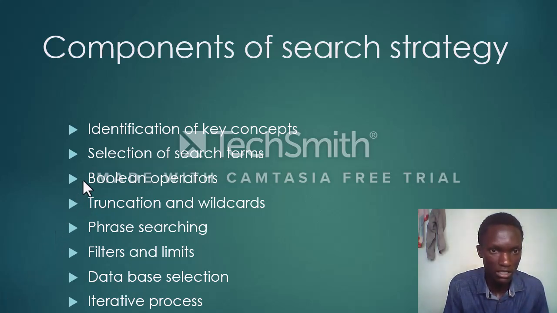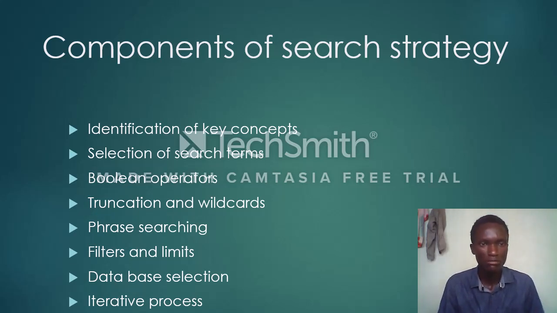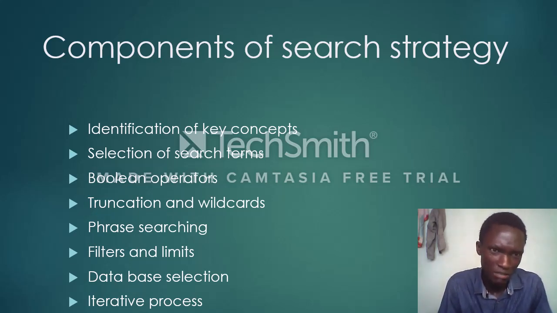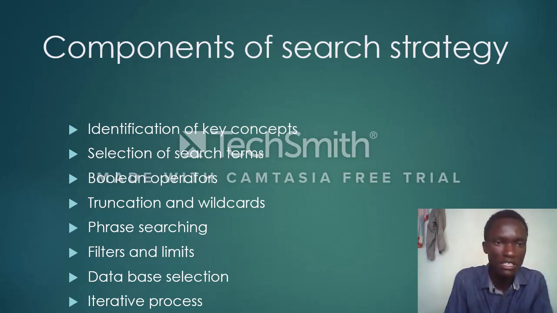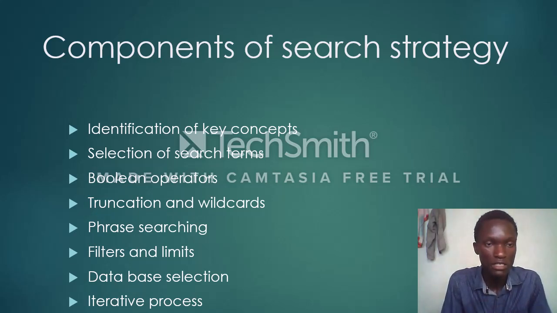And the second one is selection of search terms. Search terms can be topics of your area of study, phrases, keywords. You can also get some of the terminologies. Let me give you an example of climate change. Climate change can also be global warming, maybe climate variability, depending on the areas you have chosen. So that is basically selection of search terms.